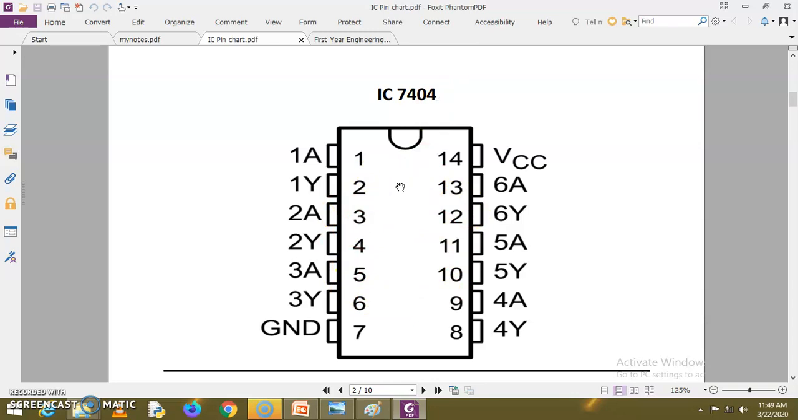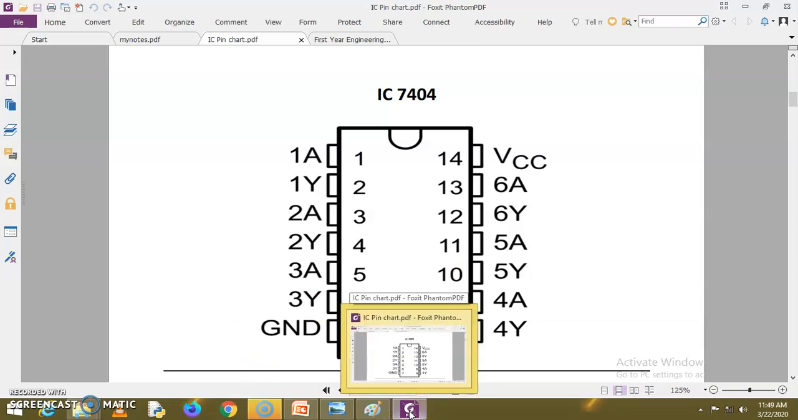If, let's say, you are going to use 8 NOT gates, then you have to use a second 7404 IC. This will be your first IC in which you are using 6 NOT gates, and from the second 7404 IC you are going to use 2 NOT gates. So this is how practically you can use these ICs.